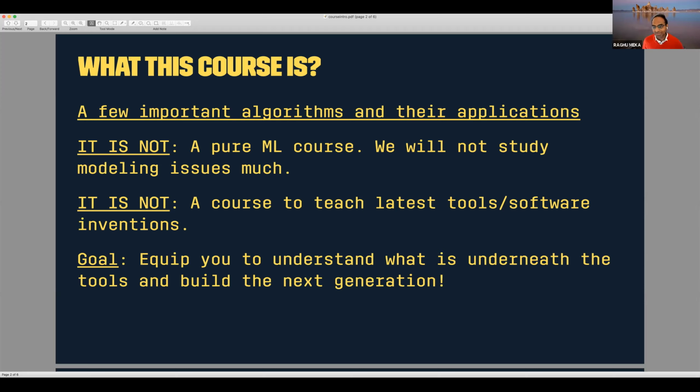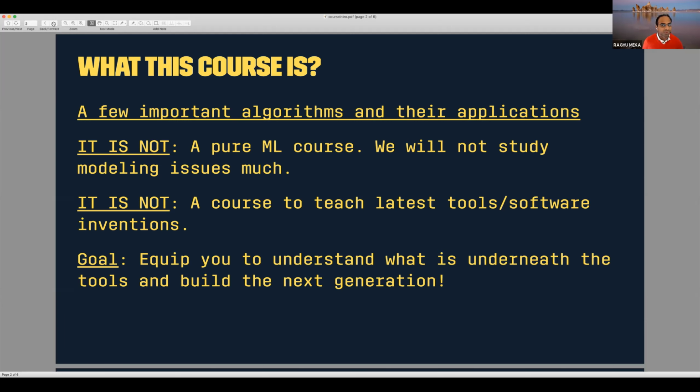And we will also not dig deeper into when these models would work in practice, which is again a very important question, but that's not something that we are going to look at in this particular offering. And another thing is that this course is not about the latest tools or software inventions, which are amazing, that are happening in machine learning. What this course is, my hope is that you'll be able to design the next generation of tools by understanding what's beneath the box in many of these tools. Okay.